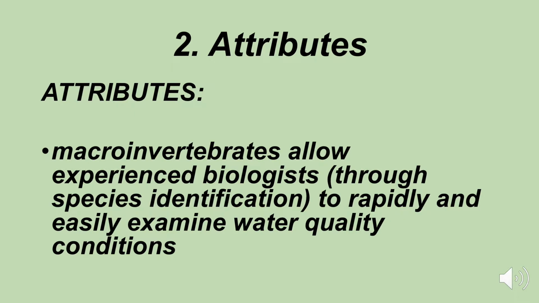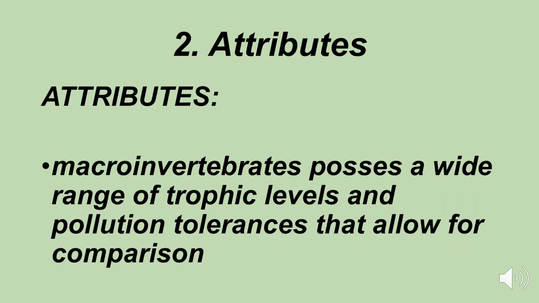Another attribute which makes benthic macroinvertebrates an important indicator is they allow experienced biologists to rapidly and easily examine water quality conditions. Biologists go out and take samples, and a good biologist can identify the different species of macroinvertebrates in their samples. Another important aspect that makes macroinvertebrates a preferred biological indicator is that they possess a wide range of trophic levels and pollution tolerances that allow for comparison.